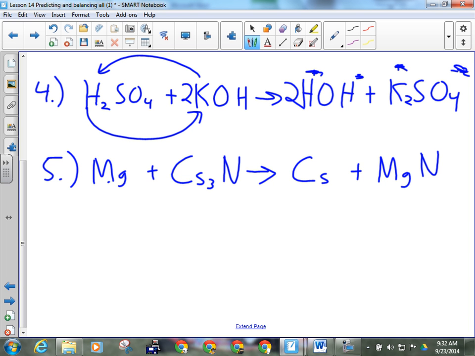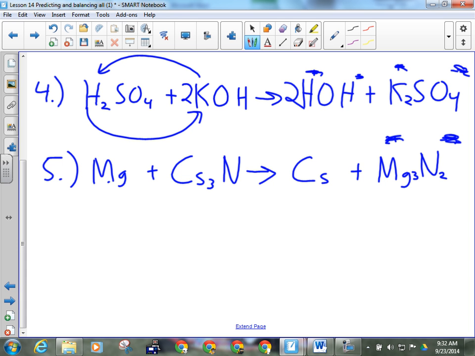Now I need to check: is cesium a special element? No, it's a metal. The only special metal is hydrogen. So we don't have to worry about putting any little numbers on cesium. It's just going to be a single by itself. Then this is an ionic compound. What do I need to do with it? I need to drop and swap. Nitrogen's a -3. Magnesium is a +2. So that's going to be Mg3N2. Now I've swapped and dropped everything correctly.